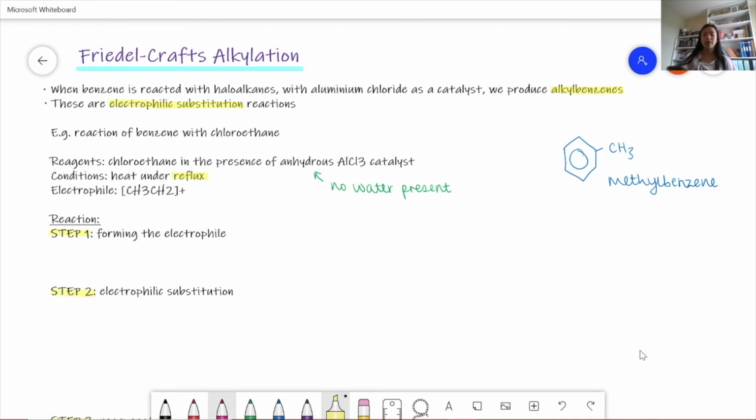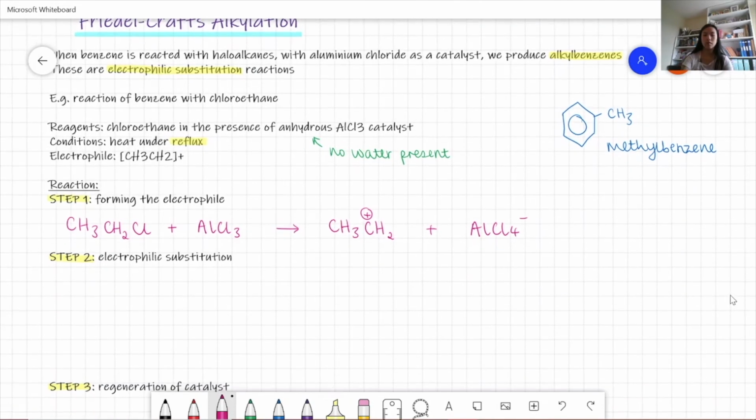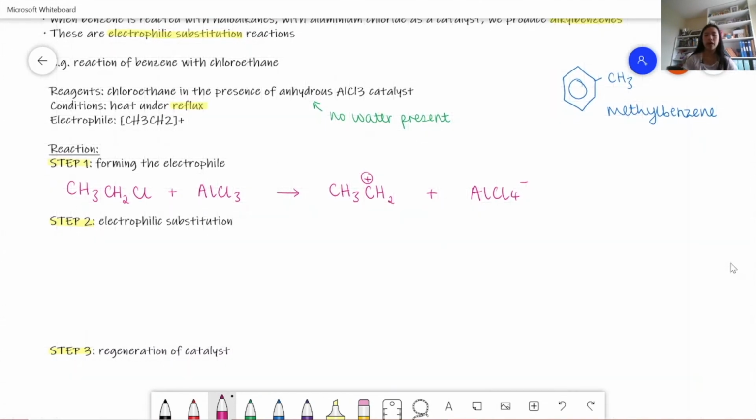So first we need to form the electrophile, and how we do that is we react the chloroethane with the catalyst. So we have chloroethane, which is CH3CH2Cl, and we react this with AlCl3, and what we form is the electrophile, so CH3CH2+, and we actually have the positive charge on the carbon. And then what we also form is AlCl4-. So now we can use this electrophile in the substitution for step 2. So we have this electrophile here.